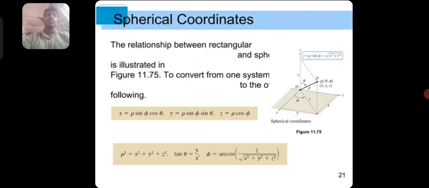And next, spherical coordinates. The relation between the rectangular and spherical systems is illustrated in figure 11.75. To convert from one system to the other, while changing from rectangular to spherical, we use x equals rho sin phi cos theta, y equals rho sin phi sin theta, z equals rho cos phi. Rho squared equals x squared plus y squared plus z squared, tan theta equals y by x, phi equals arccos z by root of x squared plus y squared plus z squared.